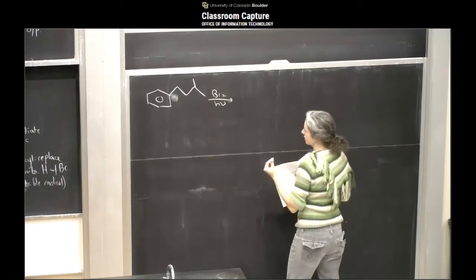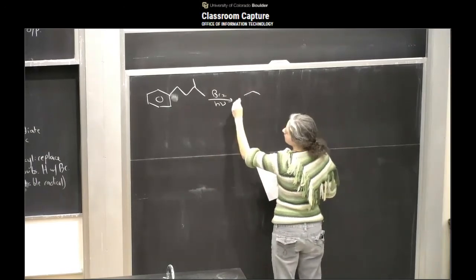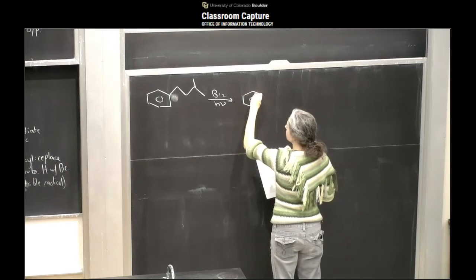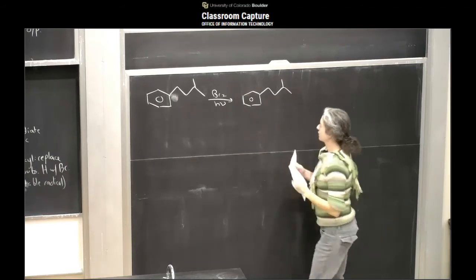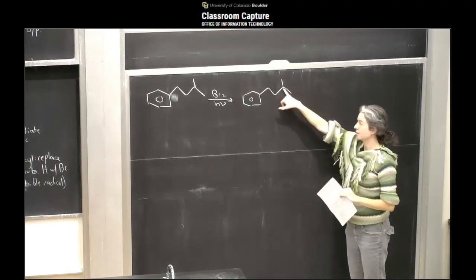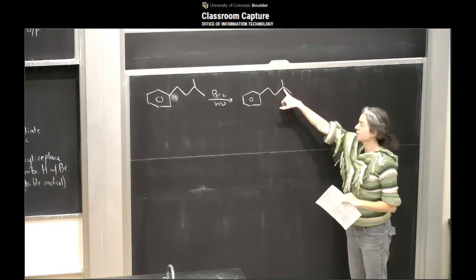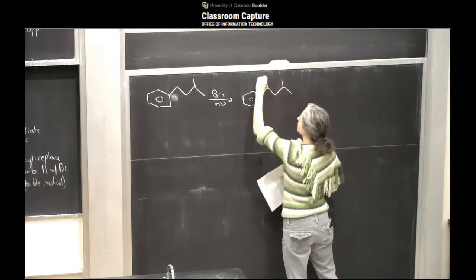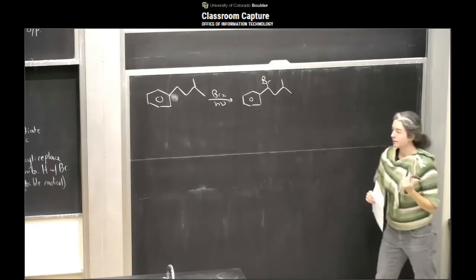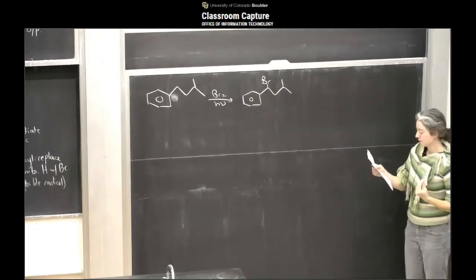Okay, so Br2 and H nu on this. If we're following the old rules, we'd expect our bromine to get attached out here. It's the only tertiary proton in the molecule that can get replaced. But we're actually going to halogenate it only at the benzylic position preferentially.